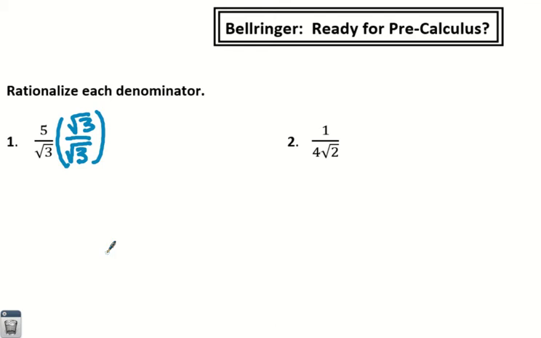Anyway, numerator times numerator, 5 times root 3, that's just going to be 5 root 3. Can't really do much there. And what's root 3 times root 3? Well, for starters, that is root 9. But what's root 9? 3. So see how that works out?